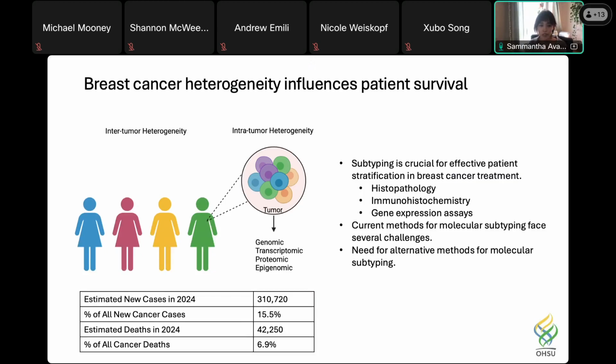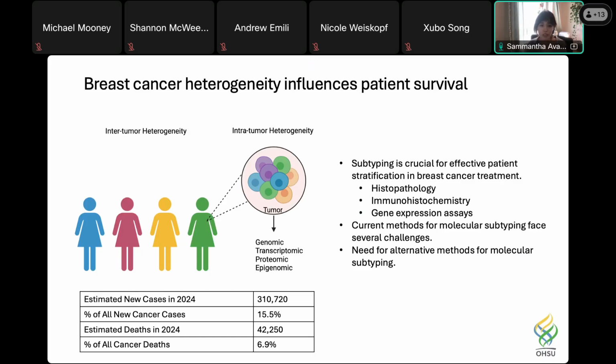In 2024, the SEER database reported breast cancer to be the most common type of cancer in the United States, attributing to 15.5% of all new cancer cases and 6.9% of all cancer-related deaths. These statistics can be partly attributed to the tumor's inter- as well as intra-heterogeneity, which is caused by variation in the genomic, transcriptomic, proteomic, as well as epigenomic profiles of the tumor.